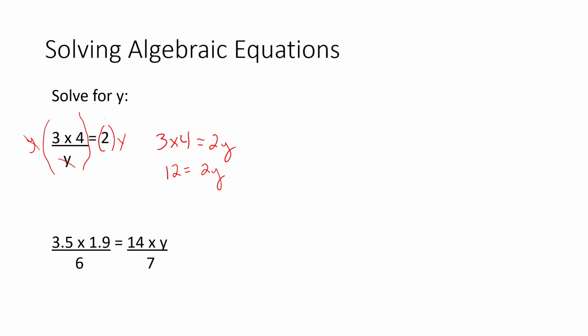So now to solve for the y, we want to get y all by itself, so we have to divide by 2, which cancels out the 2, and we're going to divide by 2 on this side too. 12 divided by 2 is 6, so y is equal to 6.